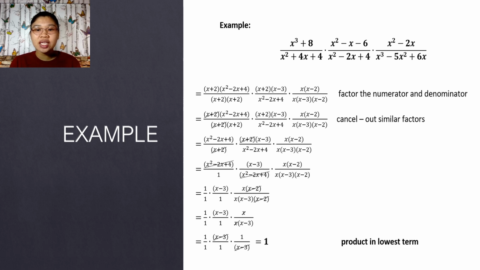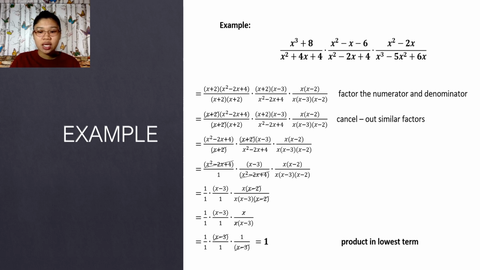So we have here an example: x cubed plus 8 divided by x squared plus 4x plus 4, multiplied by x squared minus x minus 6 over x squared minus 2x plus 4, and then multiplied to x squared minus 2x all over x cubed minus 5x squared plus 6x.